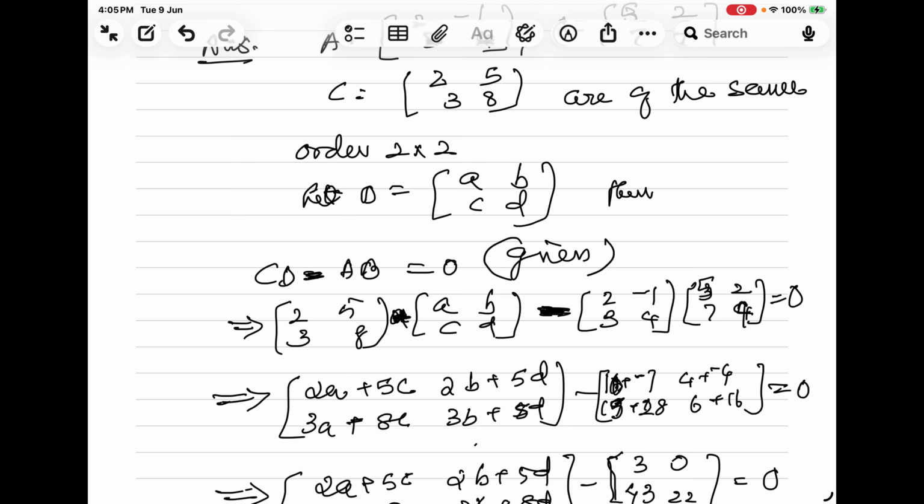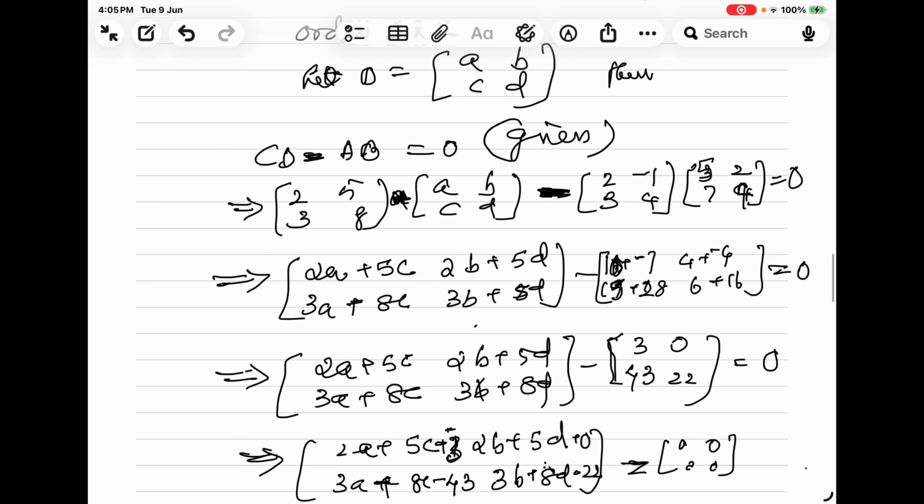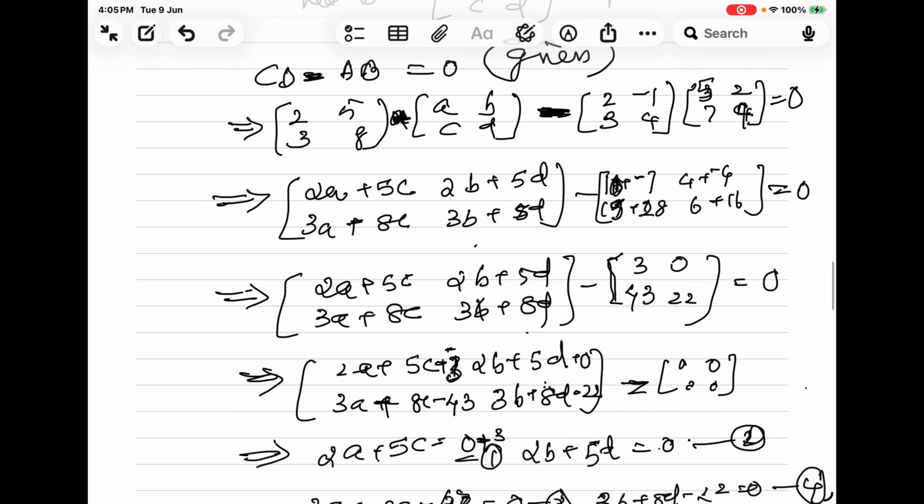First row into first column, 10 plus negative 7. First row into second column, 4 plus negative 4. Second row into first column, 15 plus 28. Second row into second column, 6 plus 16, equal to 0. Then 2a plus 5c, 2b plus 5d, 3a plus 8c, 3b plus 8d, minus the reduced matrix 3, 0, 43, 22, equals 0.